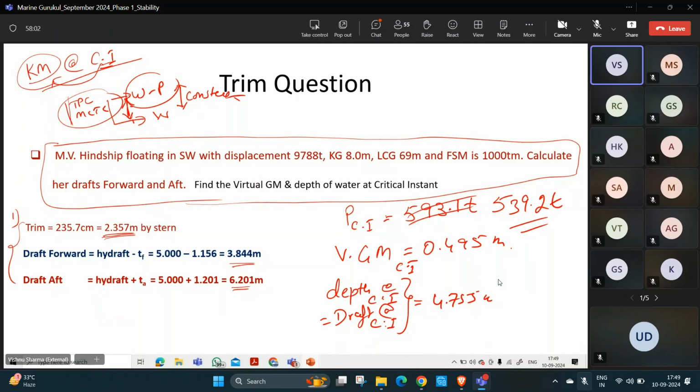So if somebody tries to confuse you in the exams, don't surrender, don't get confused. You should say that unless I get trim change during critical period, I'll not be able to solve it because drafts are not given to me. I need P for virtual GM. I need P for draft, and I can get P only two ways, either by trim change or W minus B. W minus B, I don't have the information. And trim change, I need the trim. So then looking at the question, we are able to get the trim using the basic trim concept.